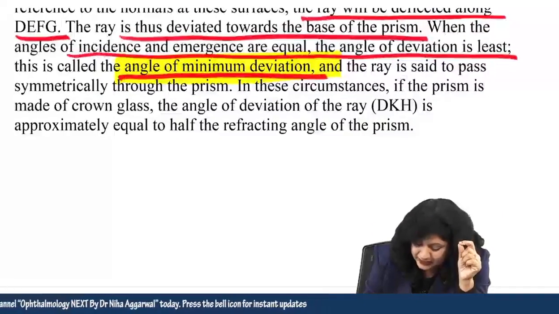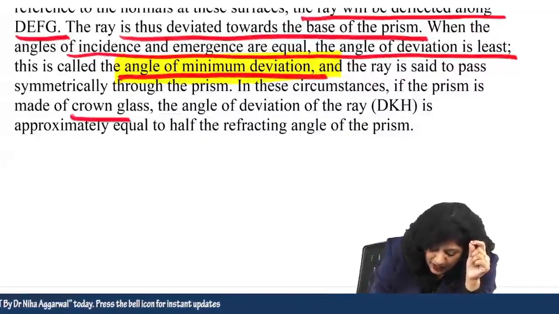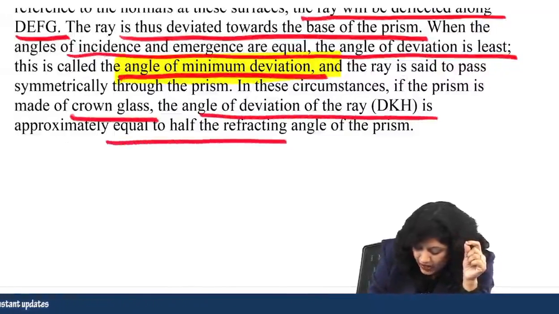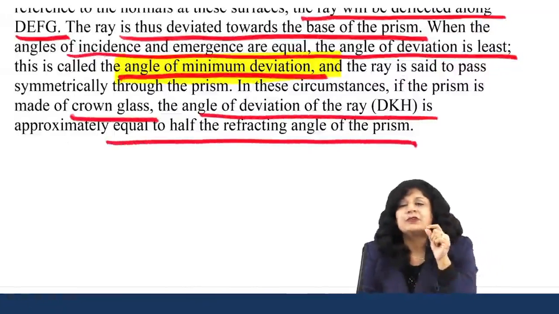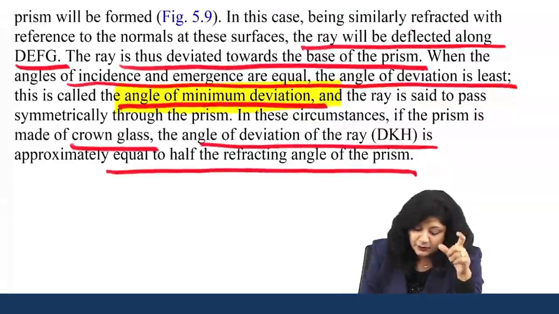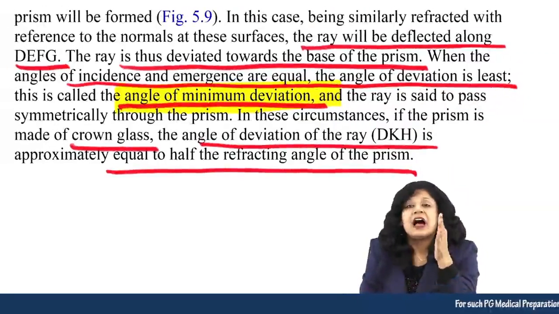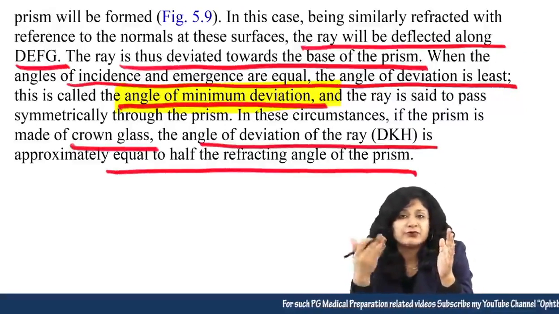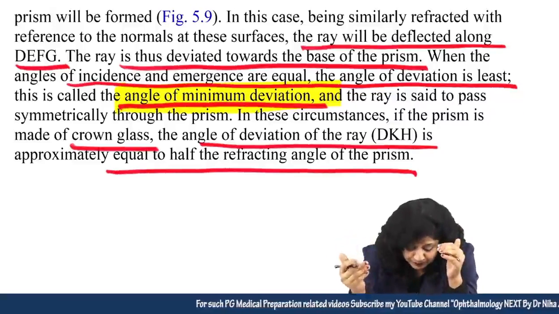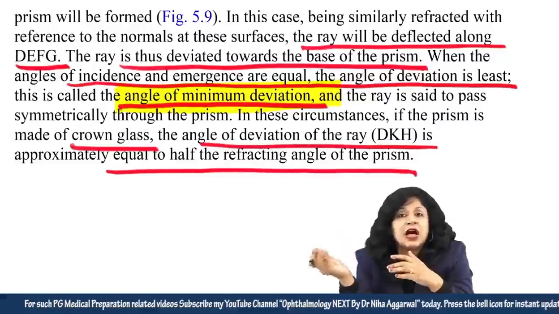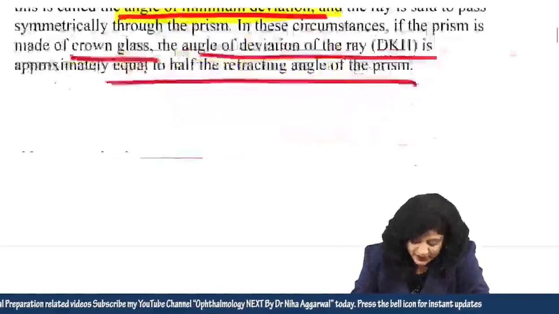In these circumstances, if the prism is made of crown glass, the angle of deviation is approximately equal to half of the refracting angle of the prism. So this is one of the important properties of the prism itself. Different glasses have different properties. In the case of crown glass, it is equal to half of the refracting angle of the prism, right?